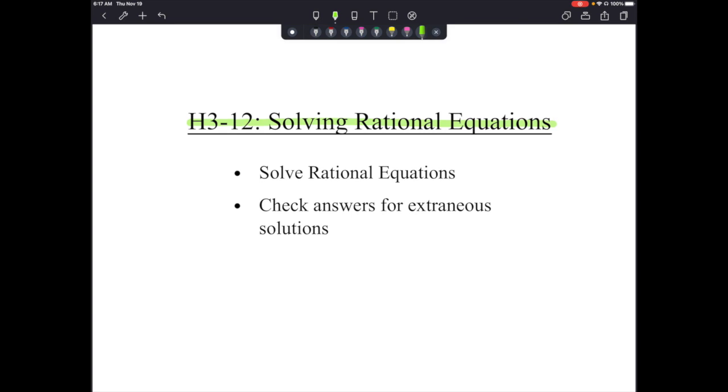The past couple lessons we've worked on simplifying rational expressions, right? There was no equal sign, we were just trying to simplify the expressions. Today we're going to actually figure out what the values of the variables are going to equal.